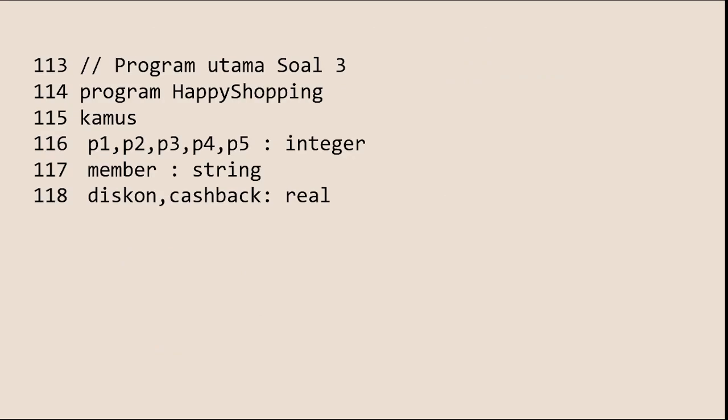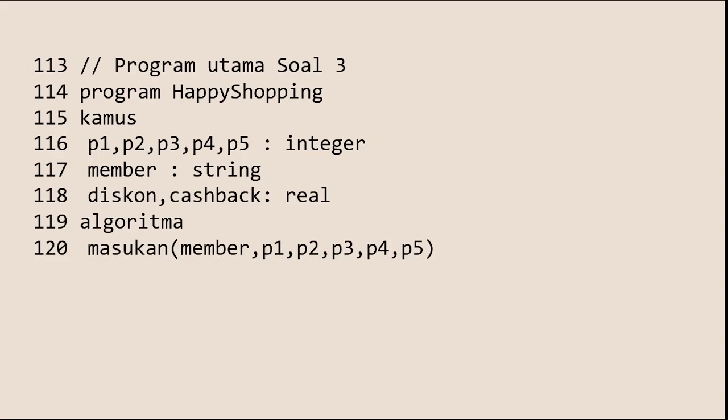So we're done with the subprograms, and then we are going to the main program. In the main program we will declare 5 integers p1, p2 until p5 to represent the points, and then the member variable here is to represent the membership value, and the discount and cashback variables are to represent the discount and cashback that the customer will get. So the points are integers, member is a string, and discount and cashback are real or float data types.